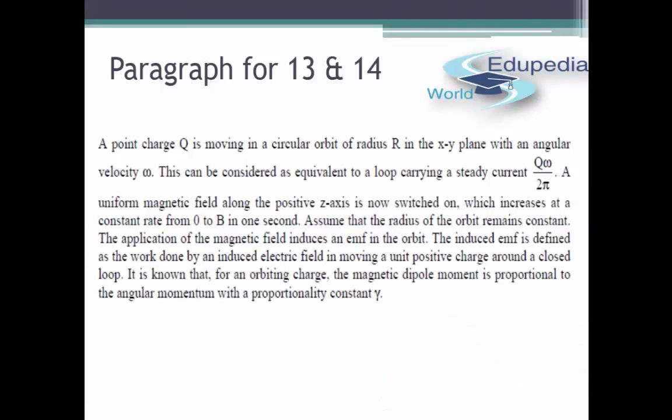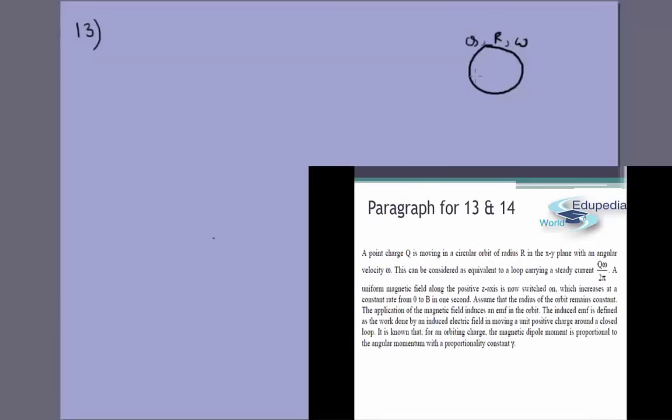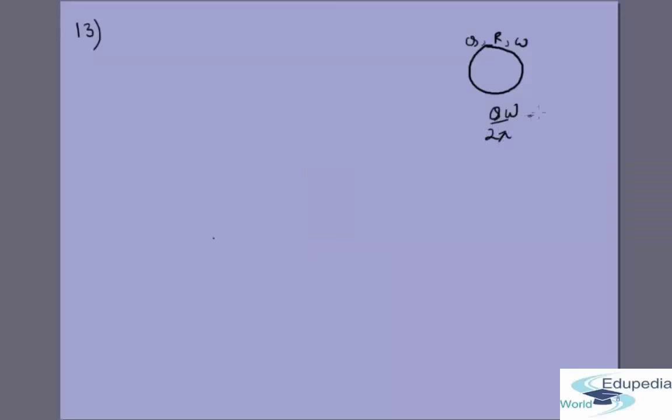We are given a charge q rotating in a circle of radius r with an angular speed omega, and we are given that it can be considered equivalent to a loop carrying a current q omega by 2 pi, which, if you were wondering where it came from, is just q by t, where t is the time period. So this is the current, and the magnetic field increases at a rate of 0 to B in 1 second. So basically the magnetic field is B into t, where t is the time between 0 and 1 seconds because it increases linearly. So what is the EMF induced in the loop?